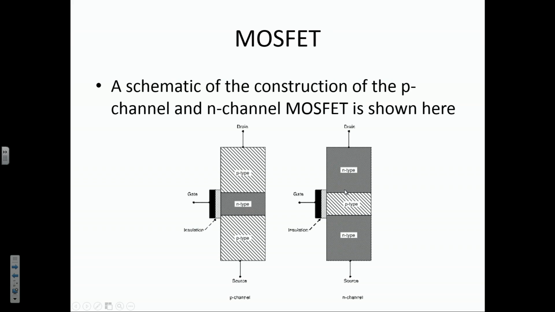Here's a schematic of the construction of P-channel and N-channel MOSFETs. You've got your gate here, you've got an insulator here on your N-type material, your source, and your drain. On the N-channel, you've got the same thing basically, but it's NPN instead of PNP.